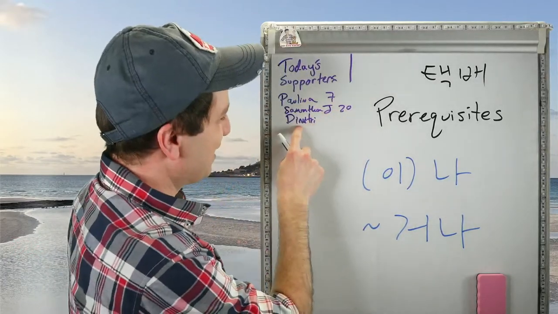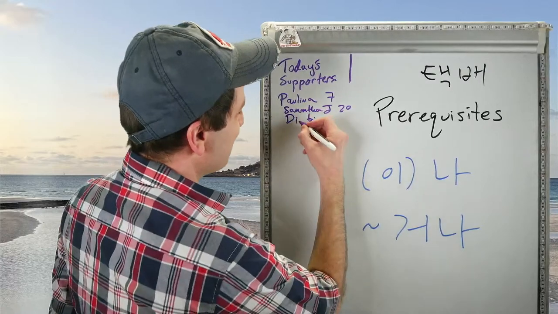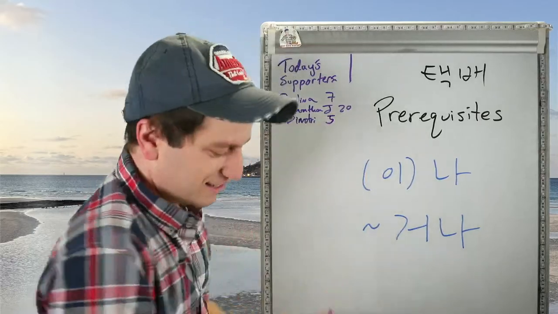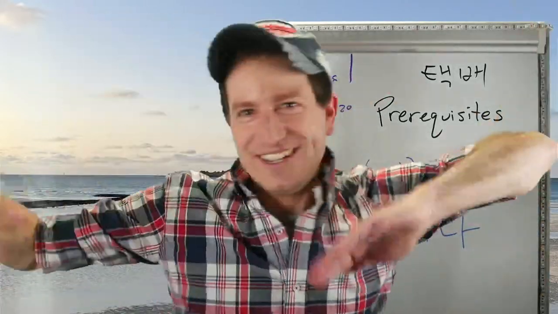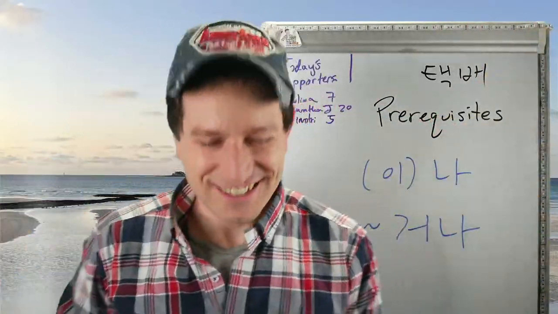I totally just wrote it all weird. I don't know what I'm doing here. I'm going to rewrite that part. I couldn't even read my own writing there. Let me give you 5 dabs, Dimitri. Thank you. 1, 2, 3, 4, 5. And then we'll start the lesson.